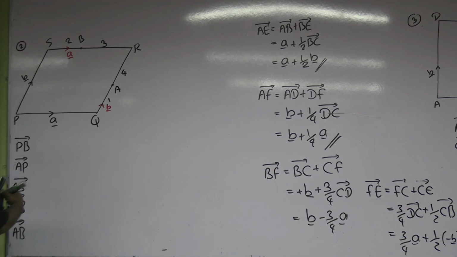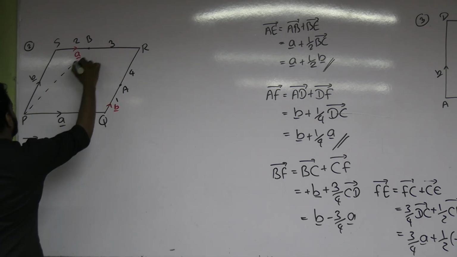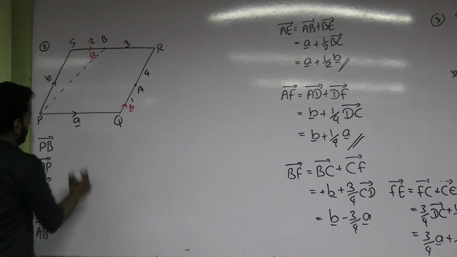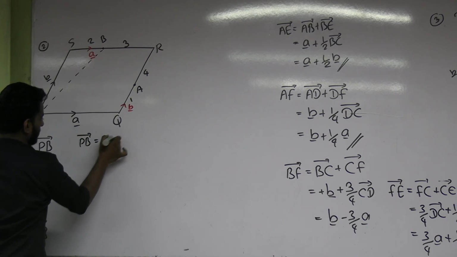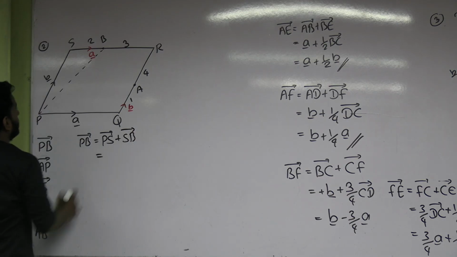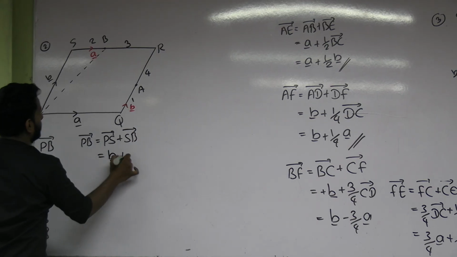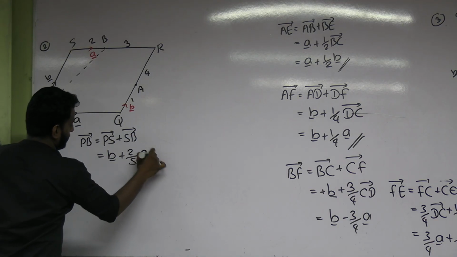Right. So we can write PB. So PB means PS plus SB. PB is equal to PS plus SB. So PS is simply B and SB is 2 over 5 SR, which is equal to simply A.